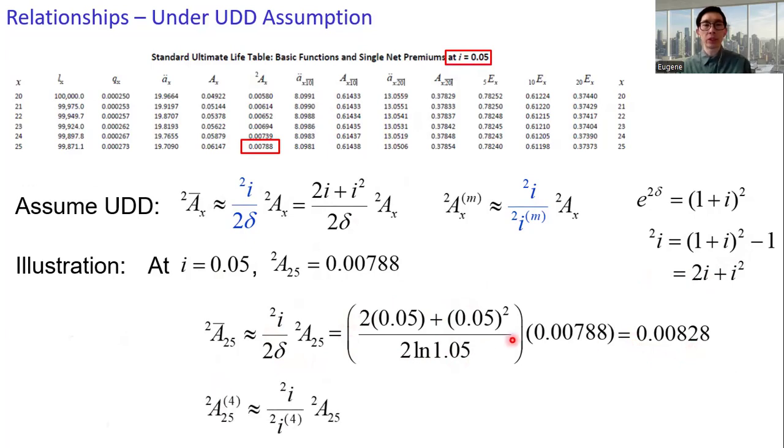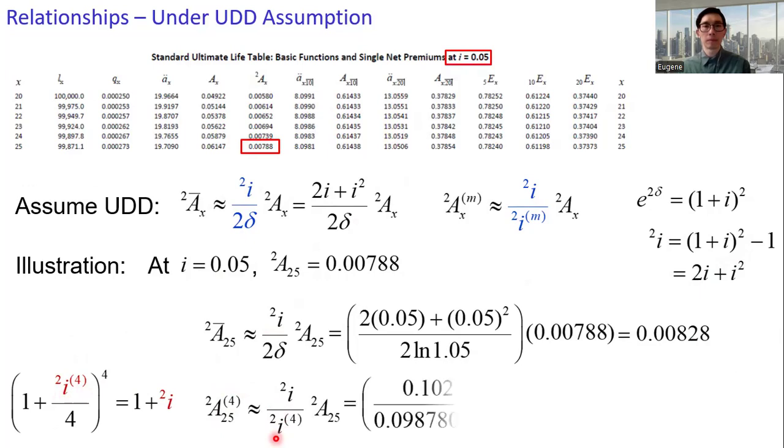For the second moment of the insurance A_25, death benefit payable at the end of the quarter of death, we have this expression. And then from the relationship, we can get the pre-superscript 2 i^(4). And upon calculation, we get a value 0.00818.